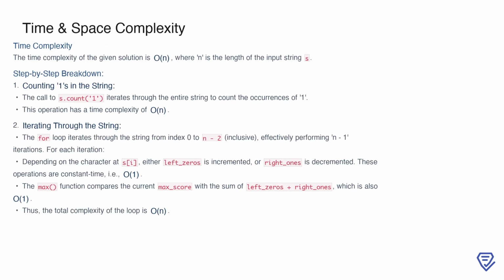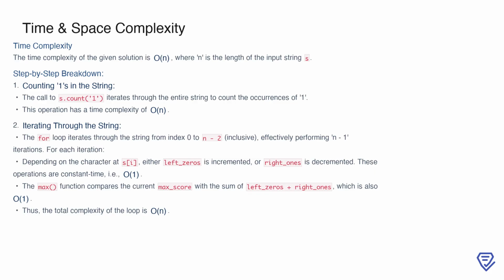Here, we analyze the time complexity of our optimized solution. The first operation involves counting the total number of ones in the string using the s.count('1') method. This requires a single pass through the string, making it an O(n) operation, where n is the length of the input string. Next, we have the iteration through the string using a for loop, which runs from the first character up to the second to last character, resulting in n-1 iterations.